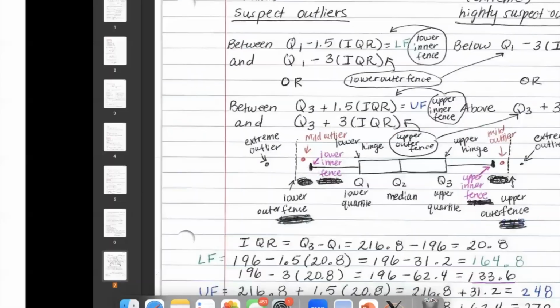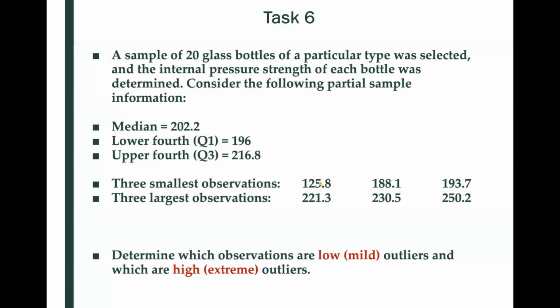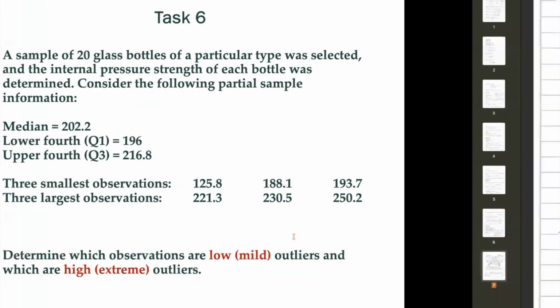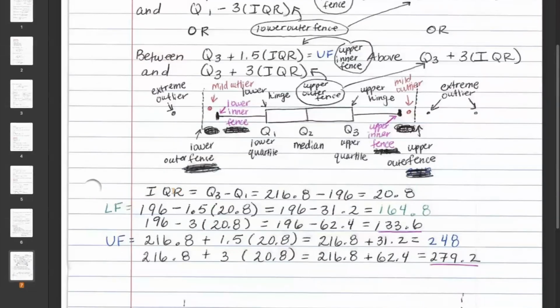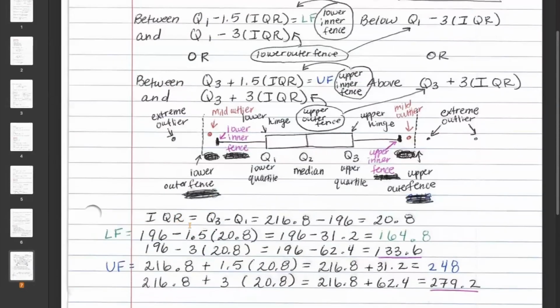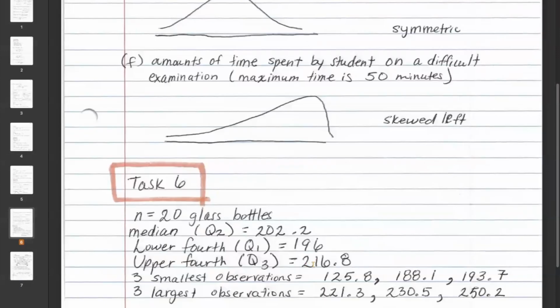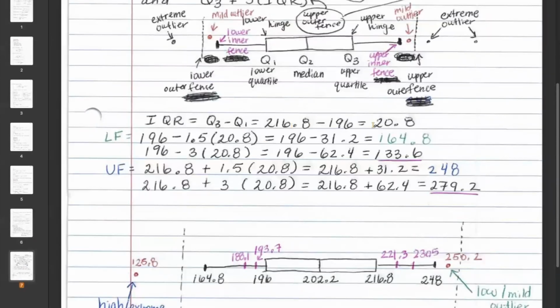Okay, so our goal is basically, going back to here, we want to go through each of these numbers and see, first of all, are they outliers? And if they're outliers, are they mild outliers or extreme outliers? So here, I first needed to calculate what the interquartile range is. So the interquartile range is going to be Q3 minus Q1. Q3 is 216.8 and Q1 is 196. So when you do that subtraction, you get 20.8.